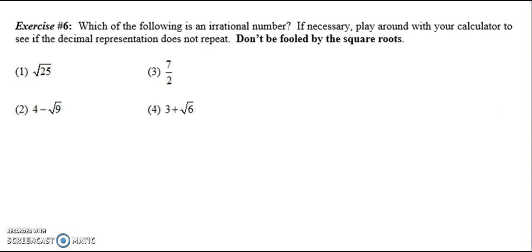All right, and last part, this should be easy. Which of the following is an irrational number? If necessary, play around with them and we'll see how it comes out. So determine which one of these are irrational. So hit pause and try that now.